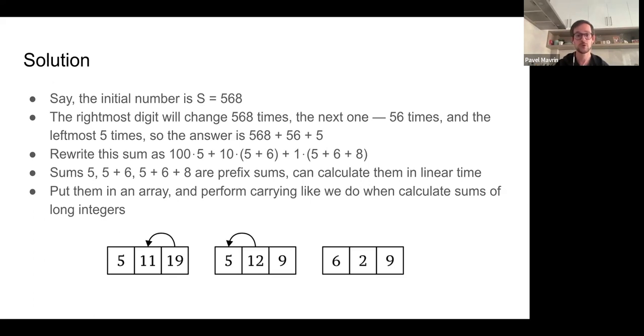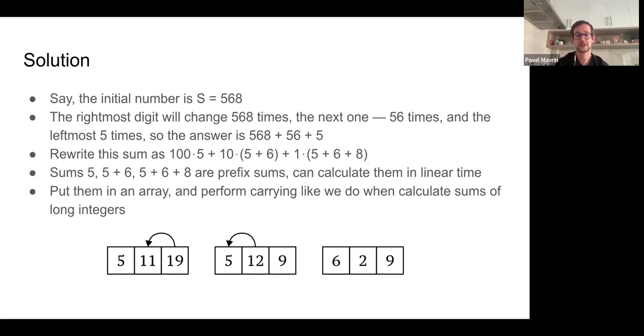To get the full score, you need to make some more observations. Let's look at this sum again: 568 plus 56 plus 5. Let's split it into parts by each power of 10. What will happen in this sum? We will have 100 multiplied by 5, then 10 multiplied by 5 and 6, because it's from the first and second summands. And 1 will be multiplied by 5 plus 6 plus 8. Now, this form is good because it looks the same as when you have a string of digits. If you represent a number as a string of digits, you also have each digit multiplied by some power of 10.